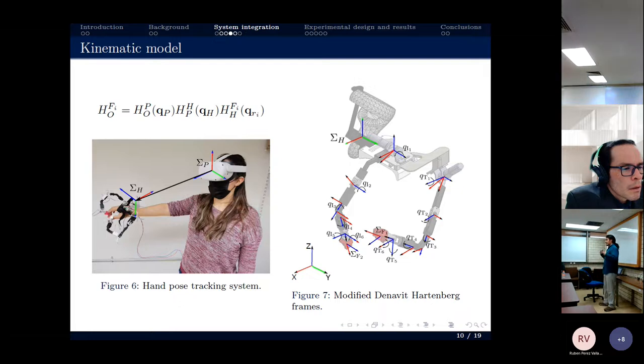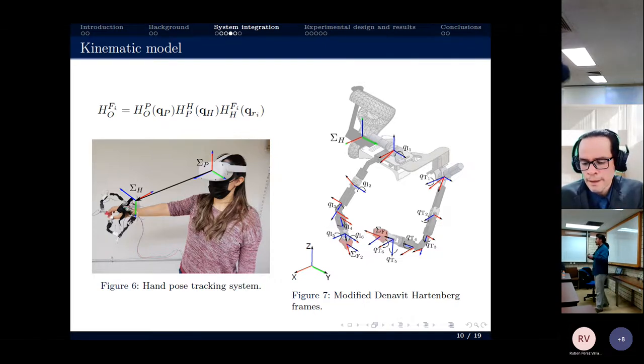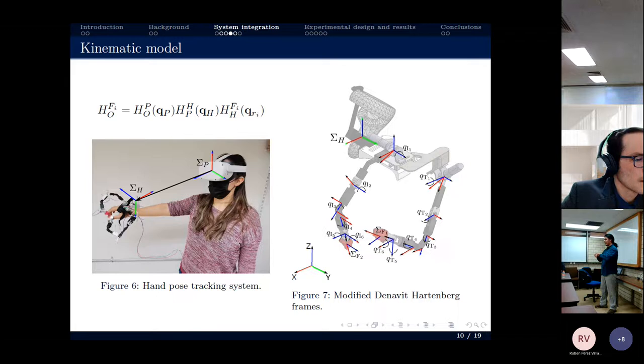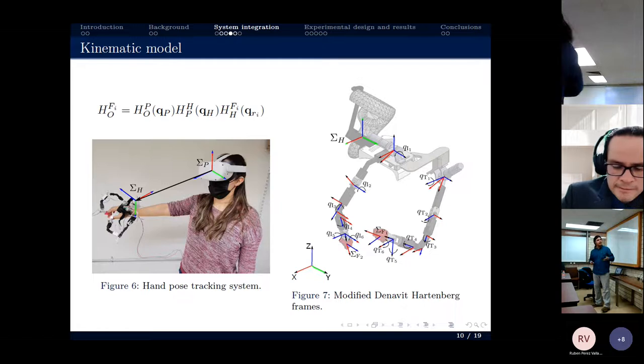Now, as we want to explore the wearability of the exoskeleton, we want to let the human move freely inside the virtual environment. So we have to track the position of the hand of the user. For this, we make a transformation from the origin of the virtual environment to the head of the user, the position of the head mounted display. And from there, we track the position of the dorsal of the hand with the controller of the head mounted display. At last, we make the homogeneous transformation from the base of the exoskeleton to the fingertip of each one of the fingers using the forward kinematics of the exoskeleton.